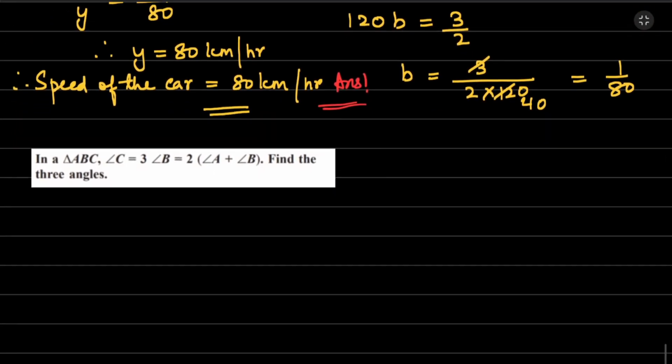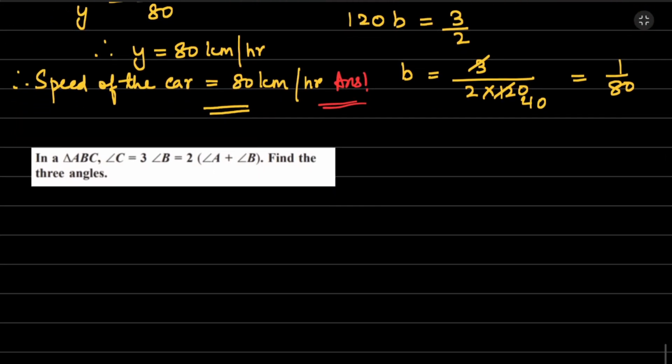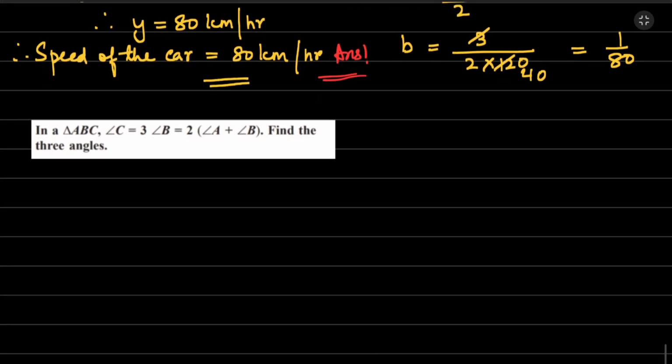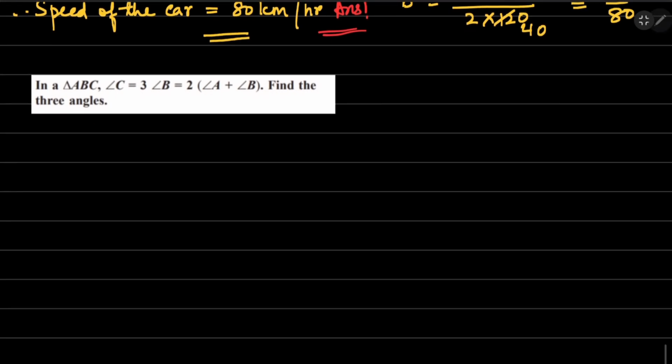Let's move on to the next question. In a triangle ABC, angle C is equal to thrice angle B, equal to twice the sum of angles A and B. Find the three angles. Okay, it's very easy. Let's write what is given here. You are given angle C is equal to thrice angle B, which is equal to 2 times the sum of angle A and angle B.